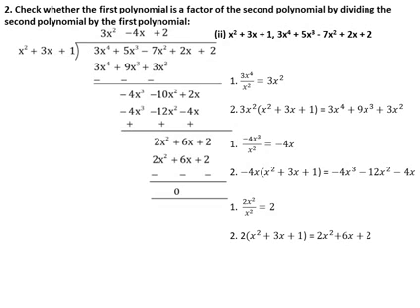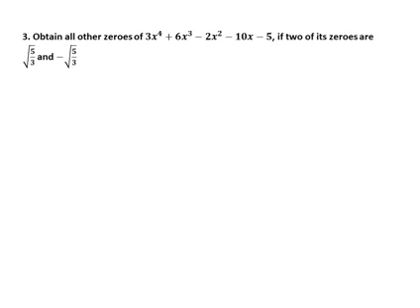Third sum: obtain all other zeros of 3x power of 4 plus 6x cube minus 2x square minus 10x minus 5, if two of its zeros are root 5 by 3 and minus root 5 by 3. Here they have given a biquadratic polynomial.